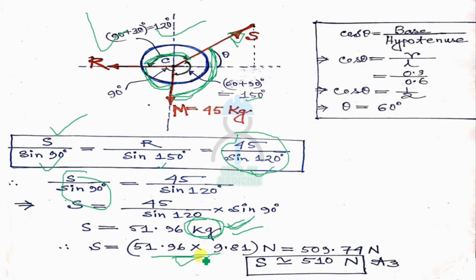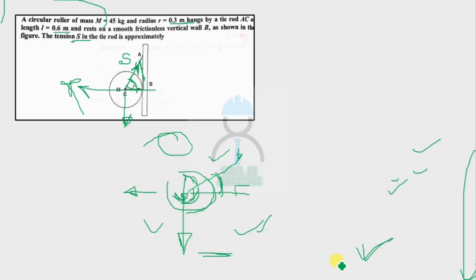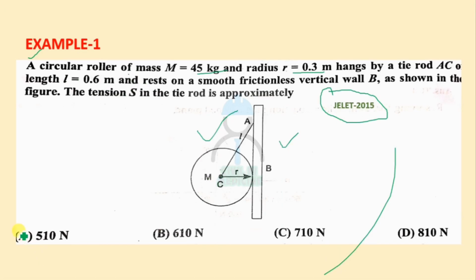It is very simple. If we multiply by the acceleration due to gravity, that means 9.81, then we will find it as weight, that means Newton. So I multiply by 9.81, then it will convert into Newton. Therefore the answer will be 509 point something, approximately 510 Newton. See the options. The answer will be A, 510 Newton.